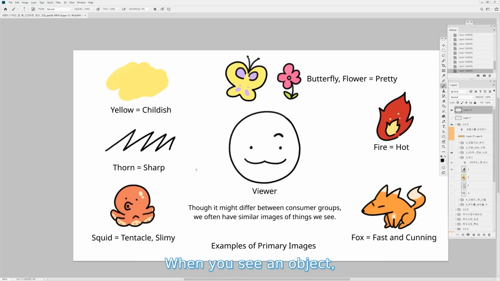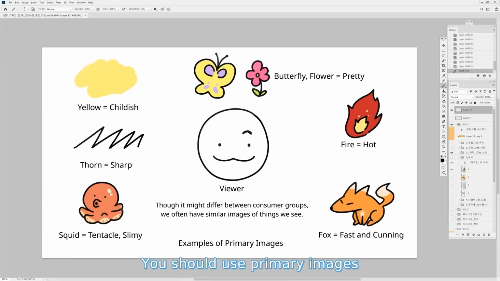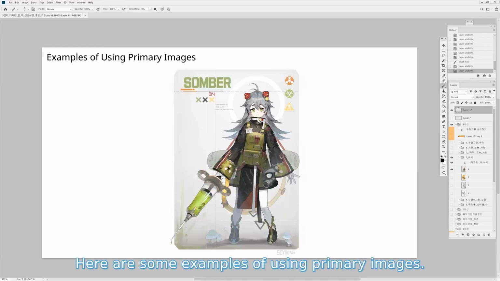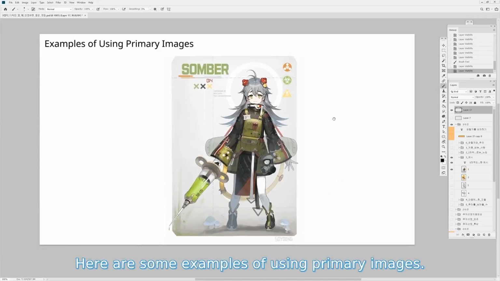When you see an object, you are reminded of a primary image. These images will differ between consumer groups. We often have similar images of things we see. So we must anticipate the primary images as we make designs. That's how you consider the viewers. You should use primary images to clearly convey the theme you want to express. I'll give an example with the characters I drew. Here are some examples of using primary images.